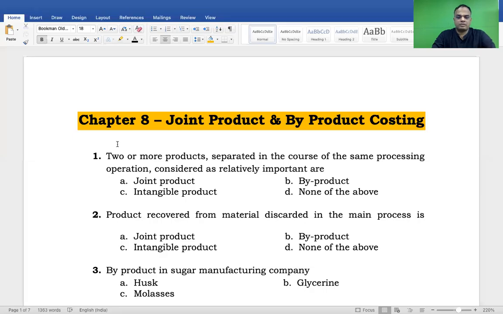Joint product and byproduct MCQs. Question number 1.